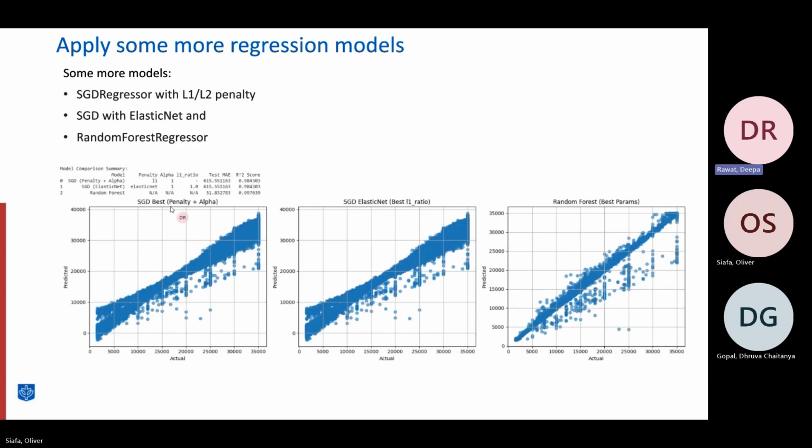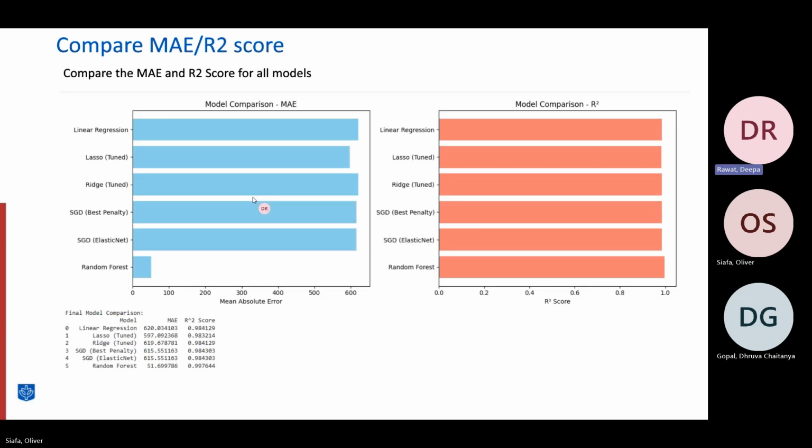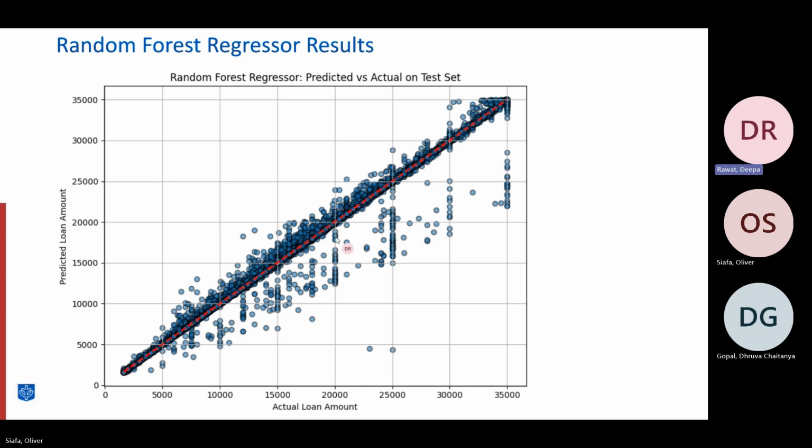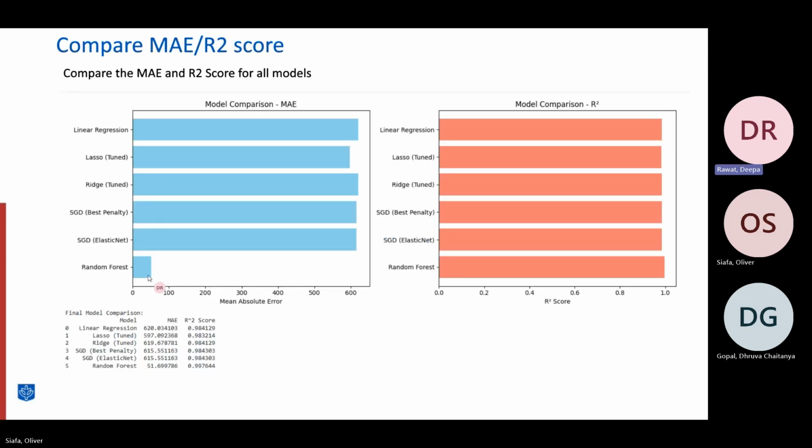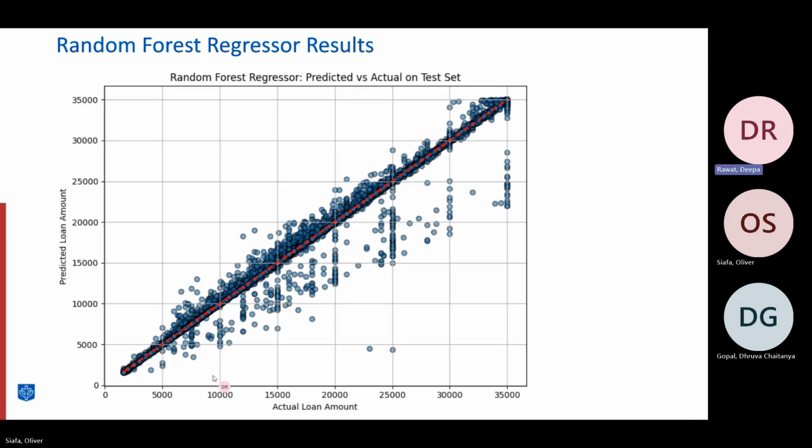The next ones that I used were SGD regressor with L1, L2 regularization, SGD with elastic net, and random forest regressor. And here, if you see, the best one looked like it was random forest regressor. If you look at the MAE score, it was really low, which was 51, and the R2 score was really high, which is the best combination of all. So all of these were plotted, and if you can see, MAE for random forest was the best, and R2 for random forest was the best. So that was then used for the final prediction of loan amount.